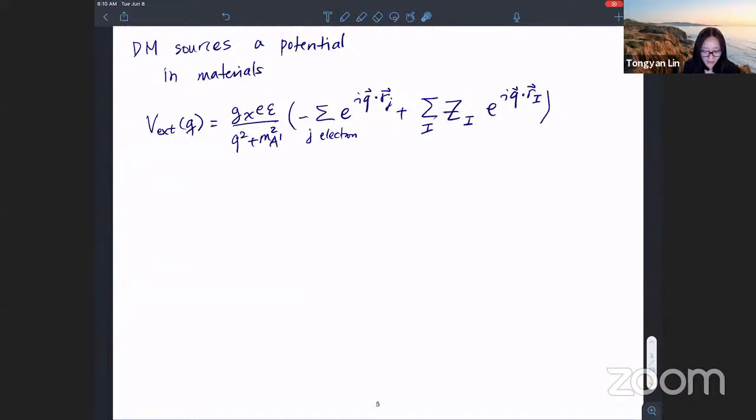So another way to think of things is by writing down the potential sourced by the dark matter and figuring out how this potential perturbs the material. And the reason is because when we're dealing with a material, it's not always easy to think of the material as just a collection of individual particles that the dark matter can scatter off of one by one. We're really thinking of the material, which has a lot of interacting components all responding at once. And so that's why I'm treating this in the language of what's the potential of the dark matter as it's passing through this material.